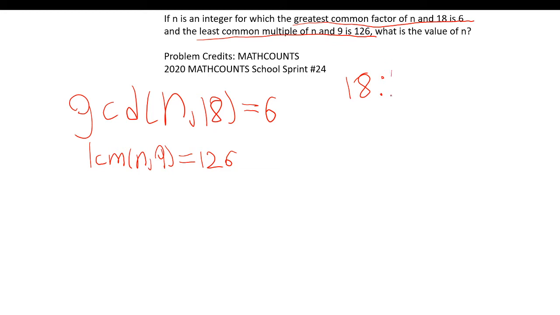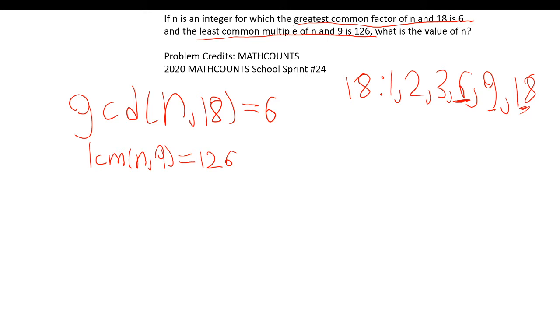So for 18, 1 is a factor, of course, 2, 3, 4 is not, 5 is not, 6 is, 3 times 6 is 18, 2 times 9 is 18, and then we have 18. So these are all the factors of 18. We want the greatest common factor of n and 18 to be 6, so there's 6 right here. What we can't have is a multiple of 9 or a multiple of 18. Every multiple of 18 is a multiple of 9, so long story short, we cannot have a multiple of 9.